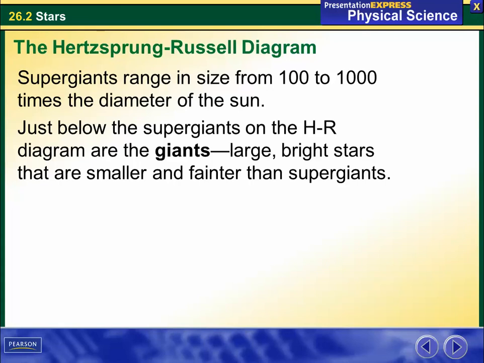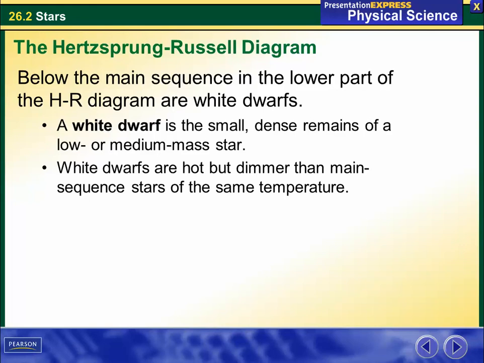And just below the supergiants on the HR diagram are the giants. Again, they're large, bright stars that are smaller and fainter than the supergiants, but still quite large. And then below the main sequence, we have what are called white dwarfs. White dwarfs are small, dense remains of low or medium mass stars. They are hot, but they are dimmer than main sequence stars at the same temperature, based off of the fact that they are much smaller, which means that they are going to be much dimmer than the main sequence stars.